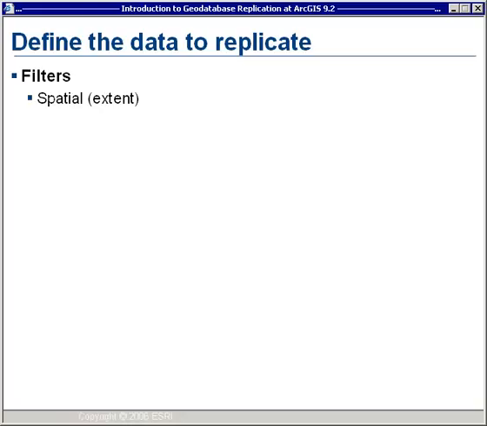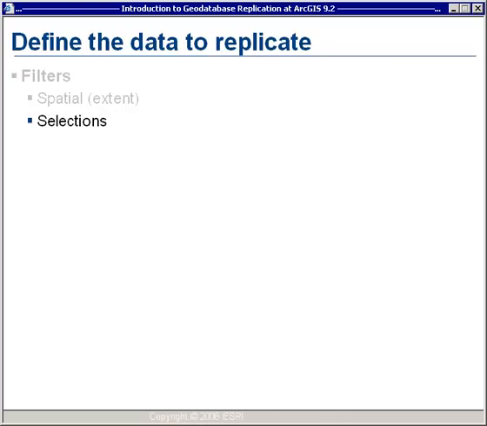First, we have the spatial filter, where a geometry of a defined area can be used to determine the data to replicate. So for example, if you're replicating in ArcMap, the spatial filter is determined by the current view extent of the map document, or you could use the boundary of a selected graphic.